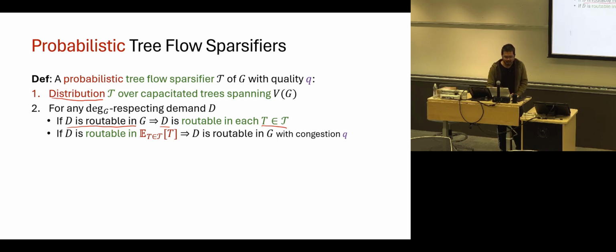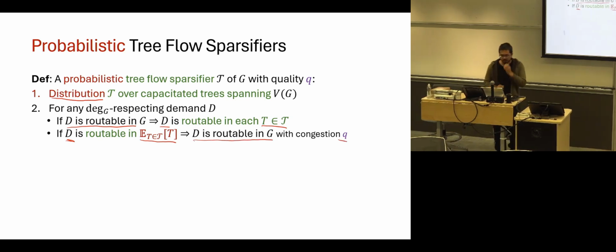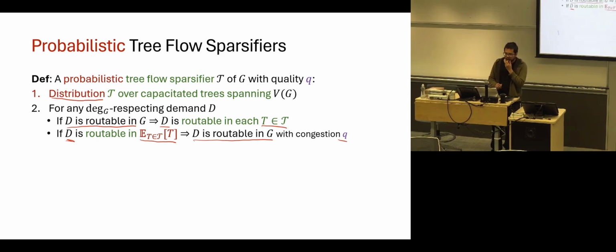But the converse is that if D is routable in the average of these trees, then D should be routable in G with congestion Q. So what is this?